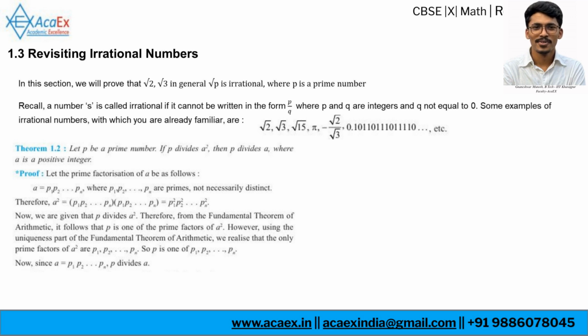Theorem 1.2. Let p be a prime number. If p divides a squared, then p also divides a, where a is a positive integer. Proof summary. If p divides a squared, then by the fundamental theorem of arithmetic, p must be one of the prime factors of a squared. The unique prime factors of a squared are the same as the prime factors of a. Therefore, p must also be a prime factor of a, which means p divides a.